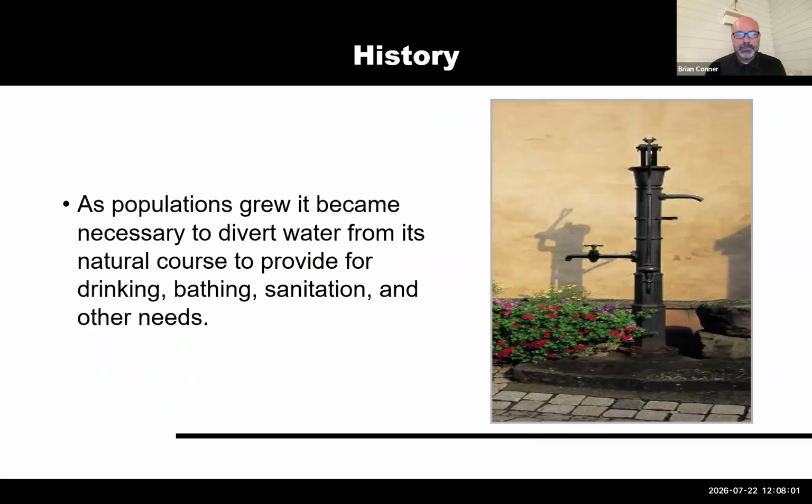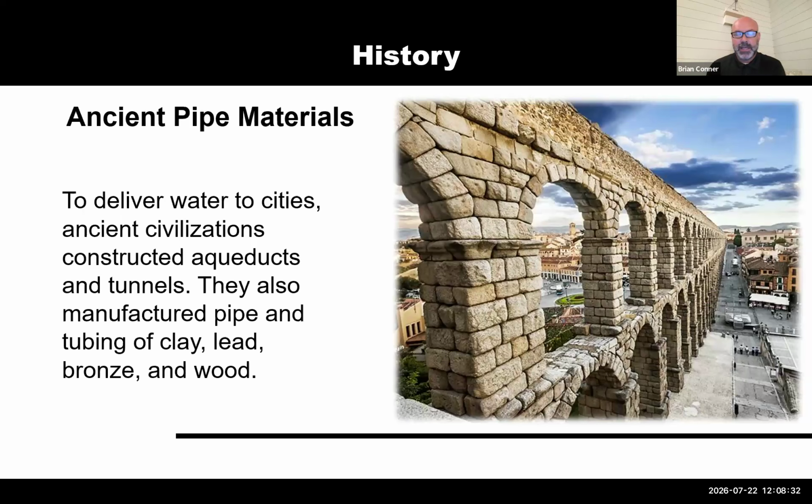So before we get started, we really probably should do a bit of a history lesson. We won't go all the way back, but maybe back to the time where our folks became civilized. Of course, as population grew, it became necessary, and folks realized it, to divert water from its natural course to provide drinking water, bathing, sanitation, cooking, cleaning, all sorts of things. And history would tell most of us at some time or another that the Romans and their aqueducts were some of the first civilizations to divert water for these causes.